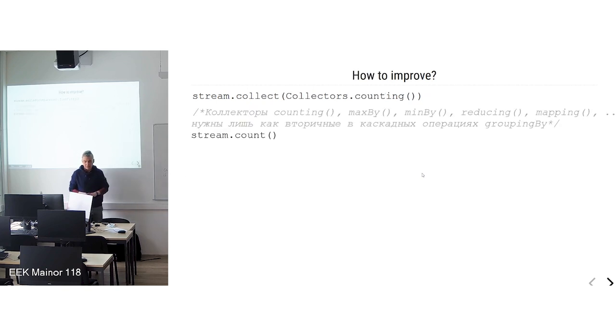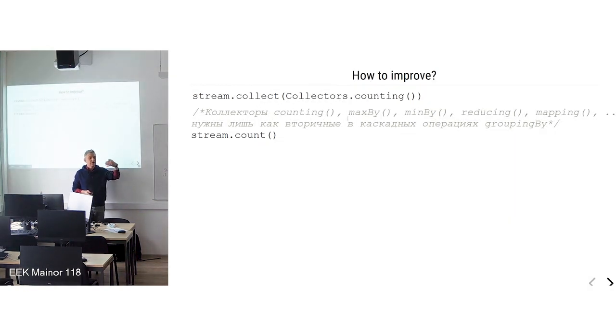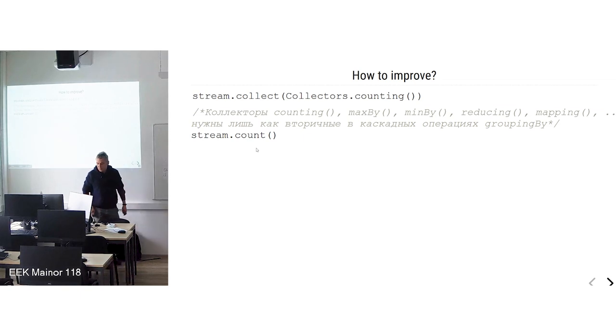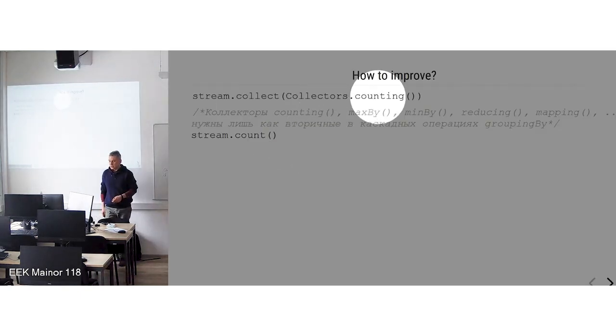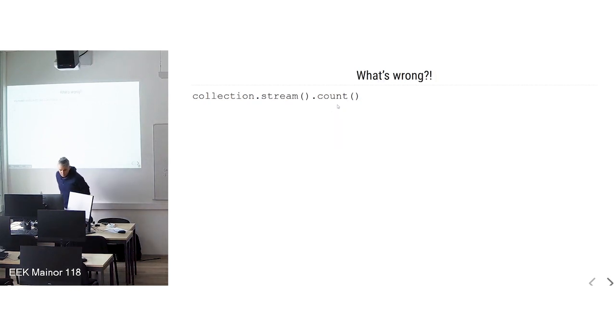Don't mix them, because this thing is intended only to be used as a downstream collector, as an argument of an enclosing collector, not at the root of this collect method, because this is less performant than this one. And of course, this is more concise. So, please don't use Collectors.counting in this context. Never. What's wrong here?